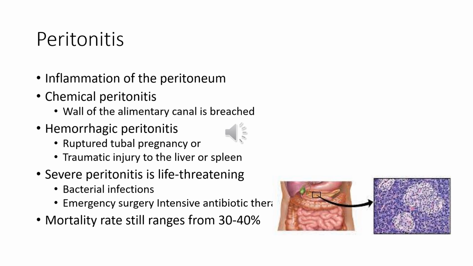Hemorrhagic peritonitis occurs after a rupture of a tubal pregnancy or traumatic injury to the liver or spleen fills the peritoneal cavity with blood. Even more severe peritonitis is associated with the bacterial infections we see in appendicitis, diverticulitis, and pelvic inflammatory disease, including infection of the uterine tubes, usually by sexually transmitted bacteria. Peritonitis is a life-threatening emergency and often results in emergent surgery to correct the underlying problem with extensive antibiotic therapy.